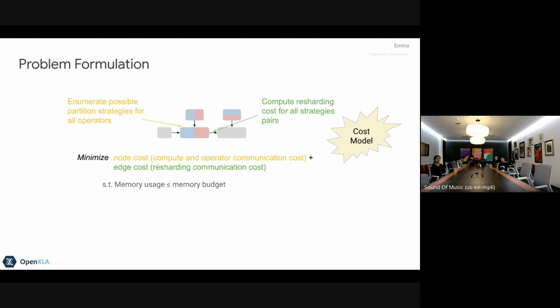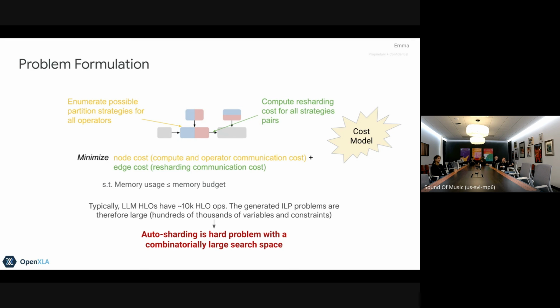Once all of this enumeration is done, it will essentially pass this problem to an ILP solver to minimize the total cost of the graph, subject to the constraint that the memory usage of the graph never goes beyond a specified memory budget, right? We don't want our program to go out of HBM further downstream.